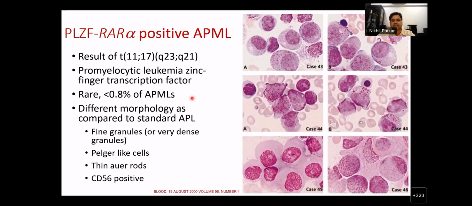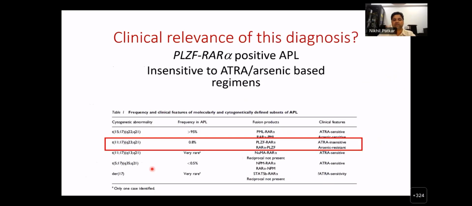PLZF RARA takes place as a result of translocation 11;17. It is rare and accounts for 0.8% of APLs. It has a different morphology compared to standard APL. In the case that I described, the granules were extremely fine, which is very typical. These cases have cells known as Pelger-like cells, which you saw. They can have thin rods, and they can be CD56 positive.